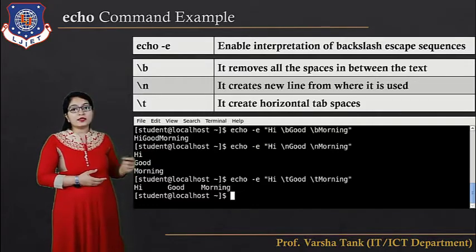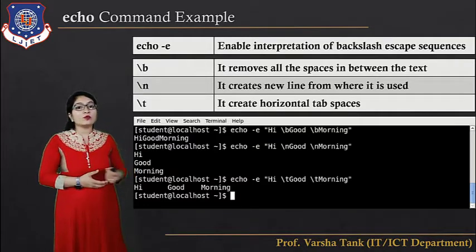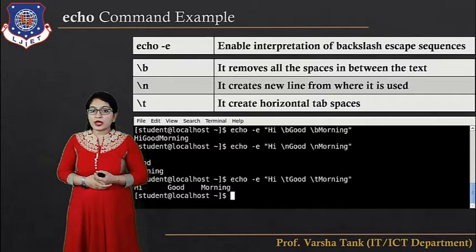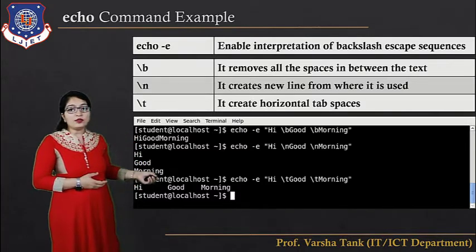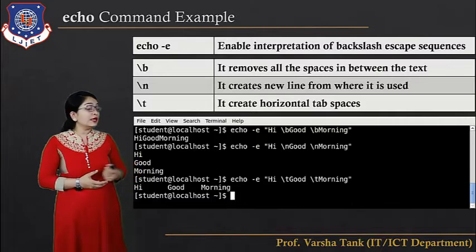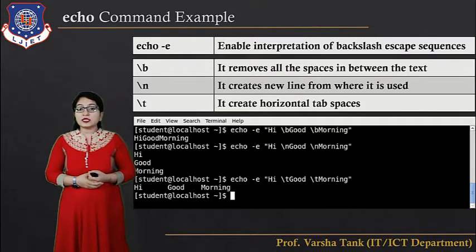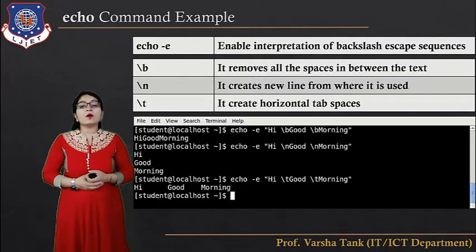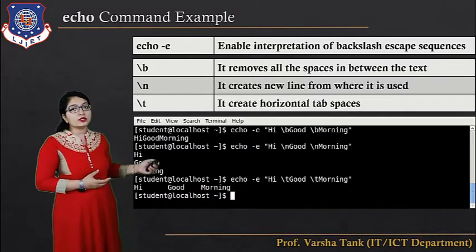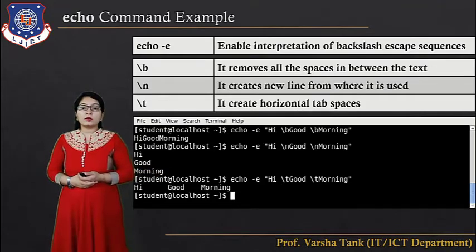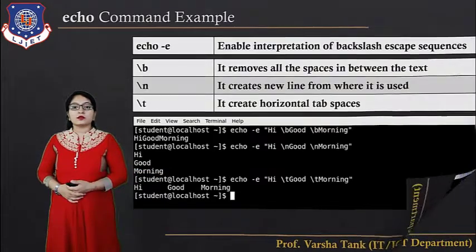After that it is written echo -e "hi good morning" using the \n. So it will print everything in a new line from where the \n is written. Then after that, you can see echo -e "hi good morning" written with the \t. Whenever you execute it, it will give one horizontal tab space. So here you can see the output "hi good morning" with the tab space.